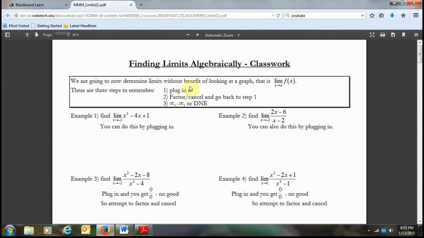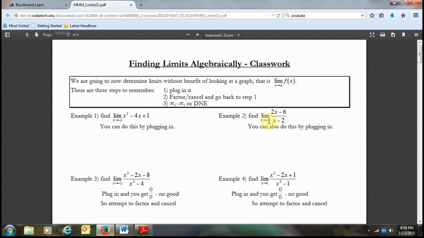We're going to look at limits without a graph. And the first thing we're going to try to do is what we were just trying with the table. We're going to plug in the value of the limit. What would happen if I plug in -2 into this function? I would get -2 squared minus 4 times -2 plus 1, and I would end up with 13. See if that's what you get when you plug it in. That's the limit. If the value goes right into the function, you're done. You've gotten the limit very easily.